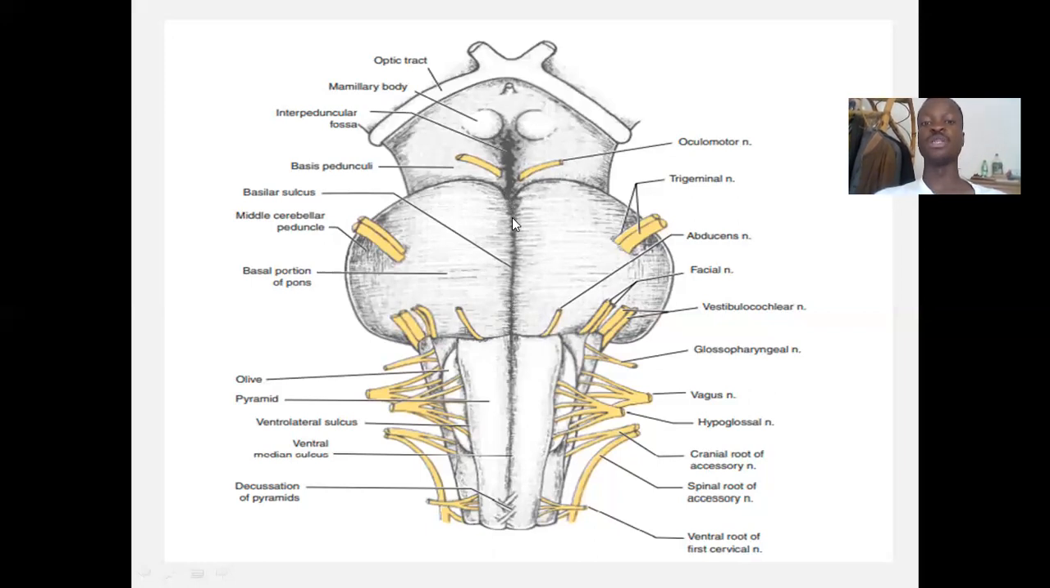It's actually grooved by this basilar sulcus. Within this basilar sulcus, you'd expect to have the basilar artery, right? The basilar artery will actually be formed as a result of the union of the two vertebral arteries, which are coming from the first parts of your subclavian arteries, right?